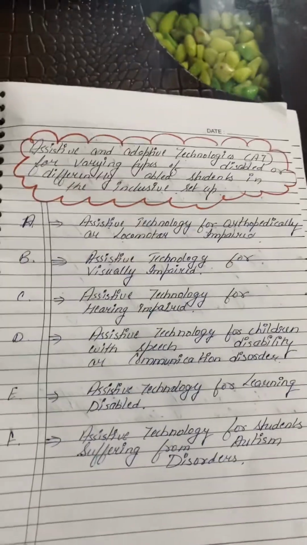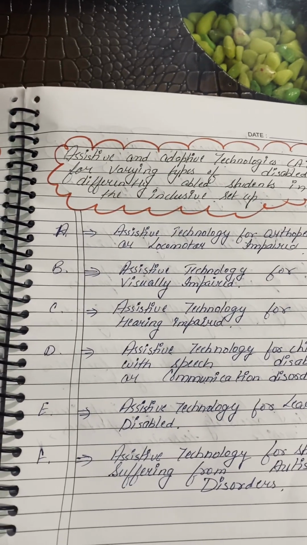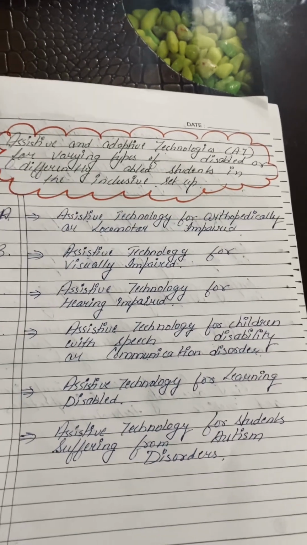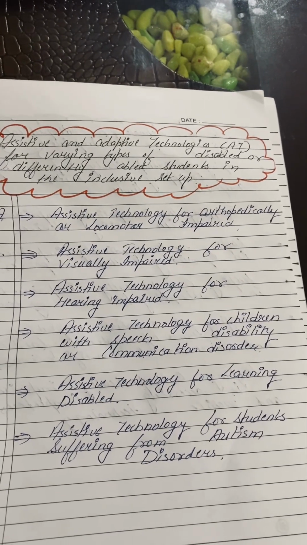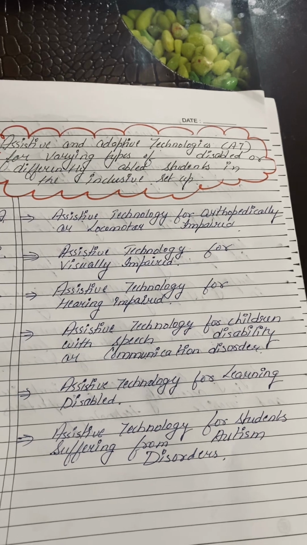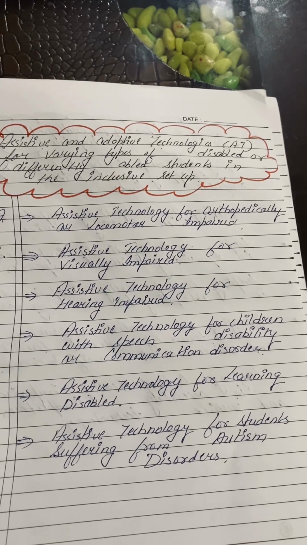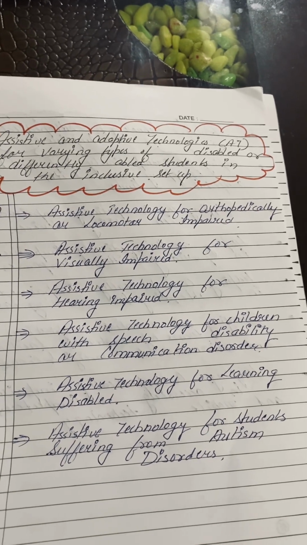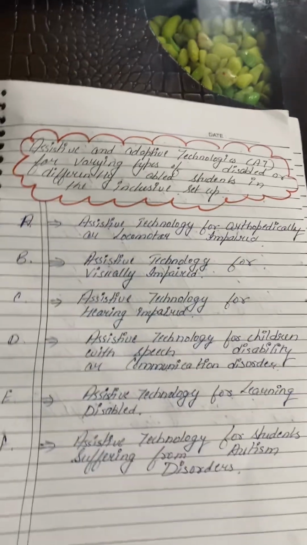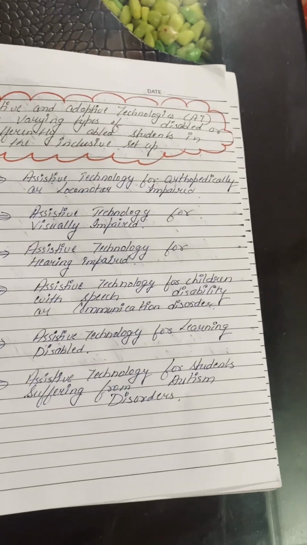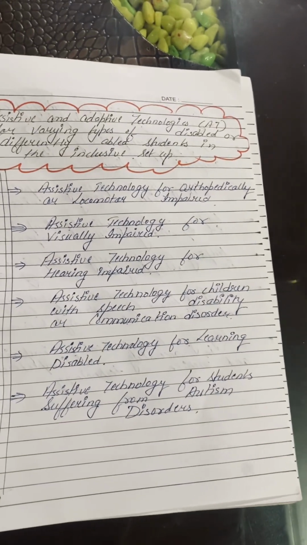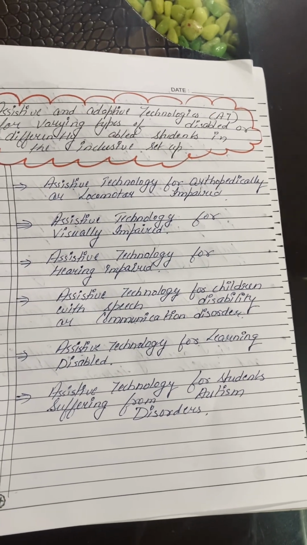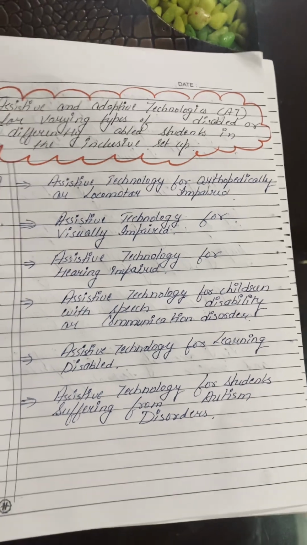Assistive and adaptive technology (AT) for various types of disabled or differently abled students in the inclusive setup. The first one is assistive technology for orthopedically or locomotor impaired, assistive technology for visually impaired, assistive technology for hearing impaired, assistive technology for children with speech disability and communication disorder, assistive technology for learning disabled, assistive technology for students suffering from autism disorder.